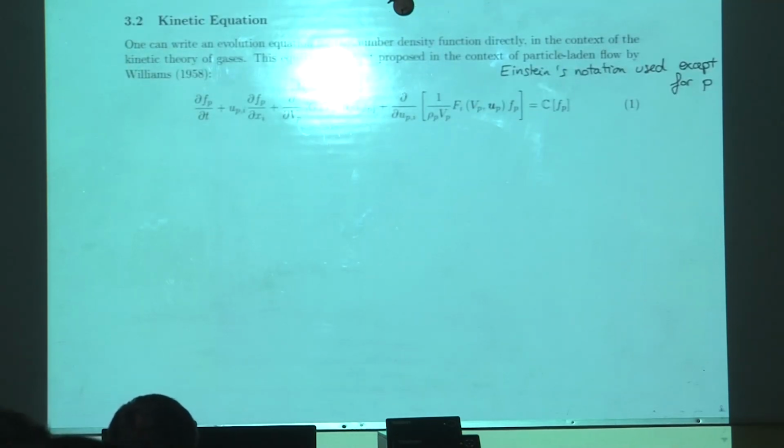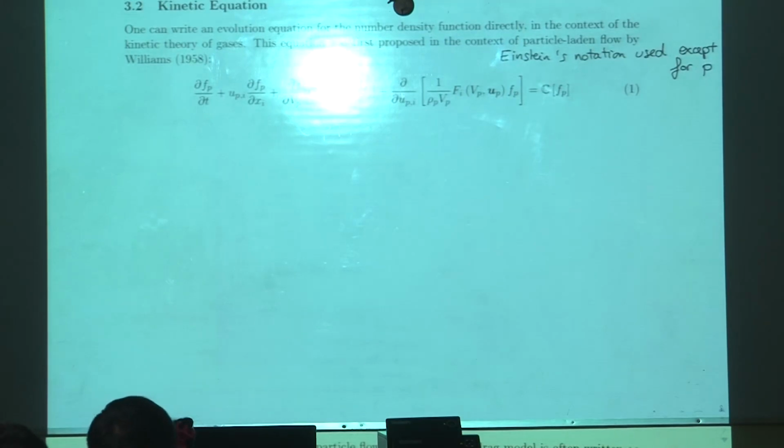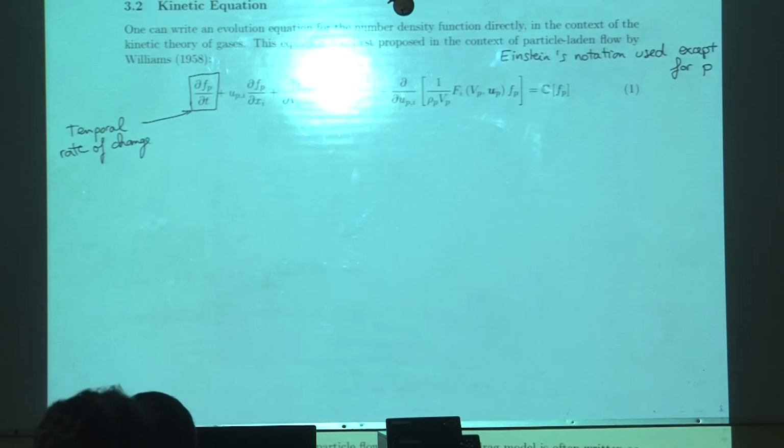So we have a bunch of terms in this. What are those terms? Well, the most obvious one is the rate of change. So that's the temporal rate of change of our NDF. So what causes a change to the number density function?